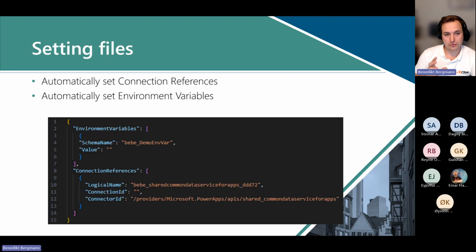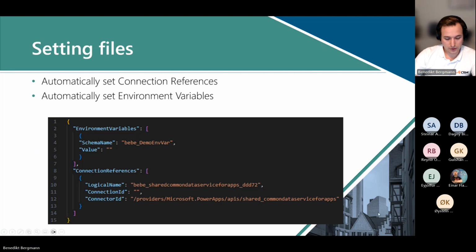And then we can have one for test and one for production, which set different values depending on which environment I'm deploying to. There I can then change the behavior of my application depending on which environment I am in, as well as map the correct connection to my connection references.